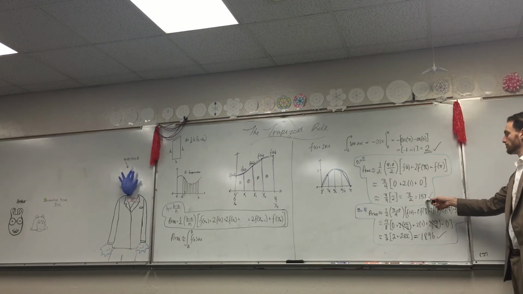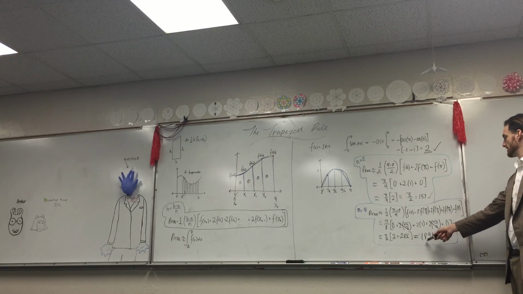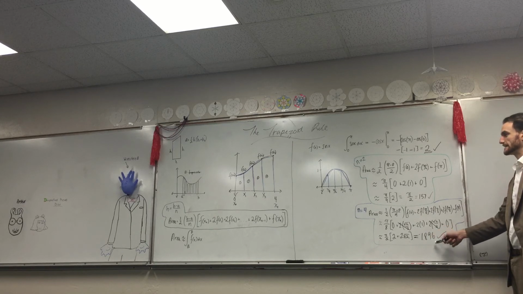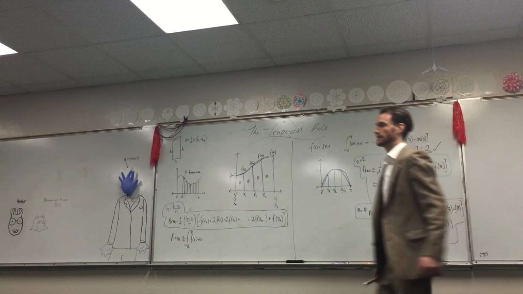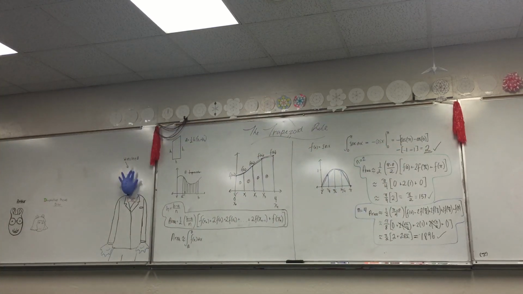The first time we got 1.57. The second one we got 1.896, right? So the error got smaller and smaller.